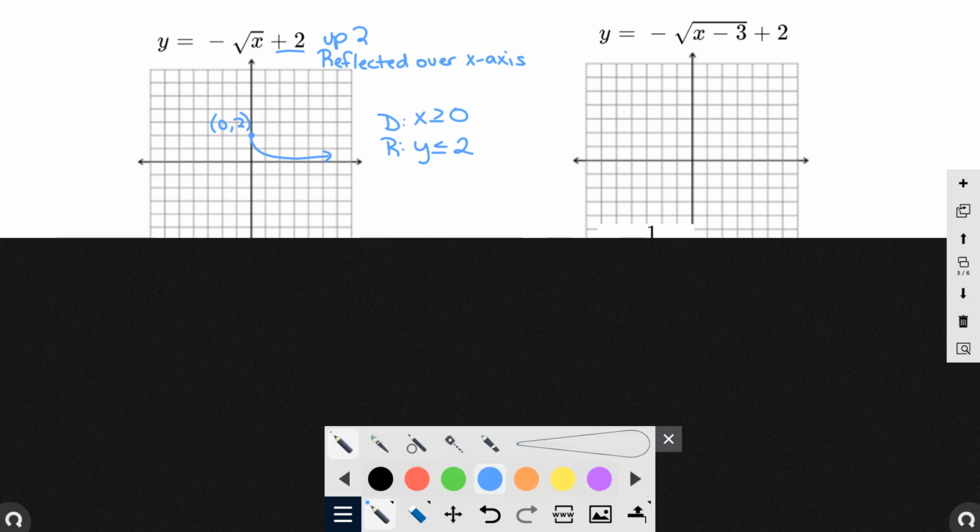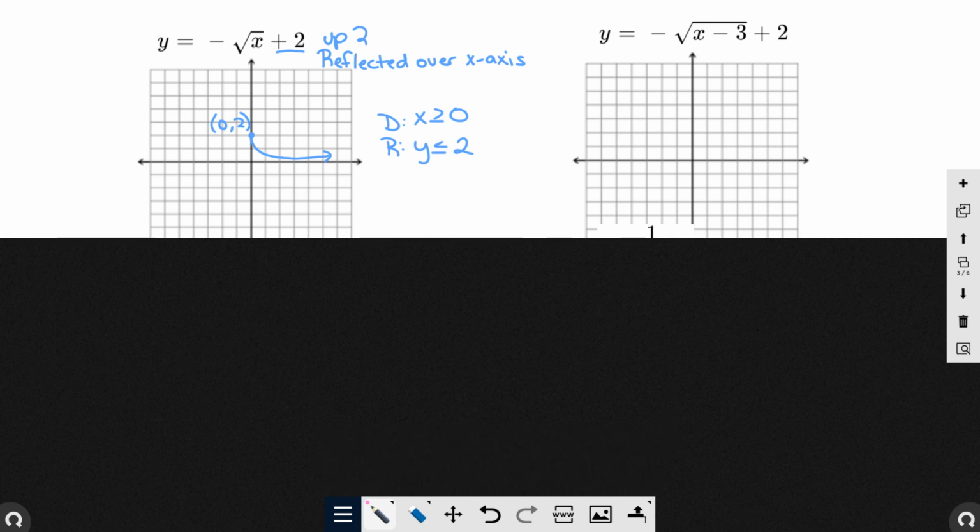It's a little bit more difficult. We got a few more things in there. So if you want to read through it, it starts out y equals negative. Well, when we see a negative, what do we do? Reflects over the x-axis. Then I have the square root of x minus 3. What is that minus 3 telling us? Good. It moves to the right 3. And then a plus 2 means it moves up 2.